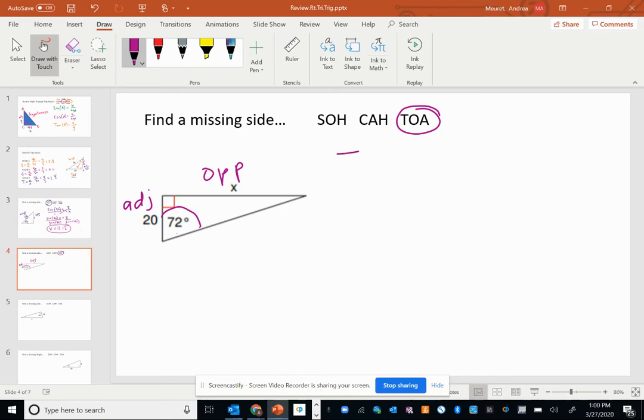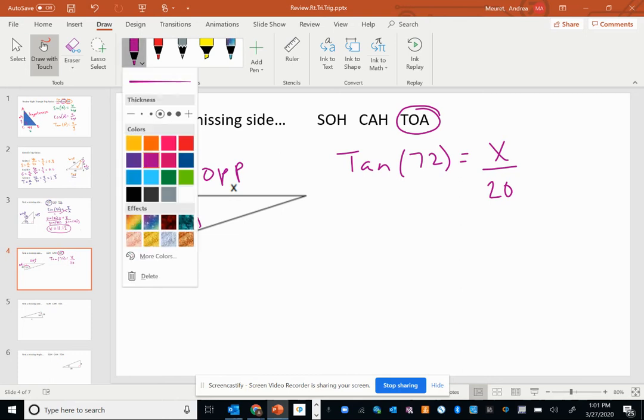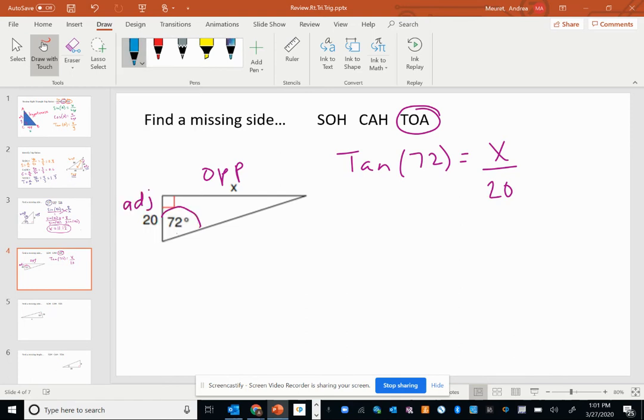So what I know is that the tangent of 72 is equal to x over 20, or x divided by 20. And again, there's always going to be multiple ways that you can go about solving an equation like this. But if you like to keep things consistent, then just put your 1 under here and do the cross products. So going this way, 20 times the tangent of 72 is equal to 1 times x, which is just x.